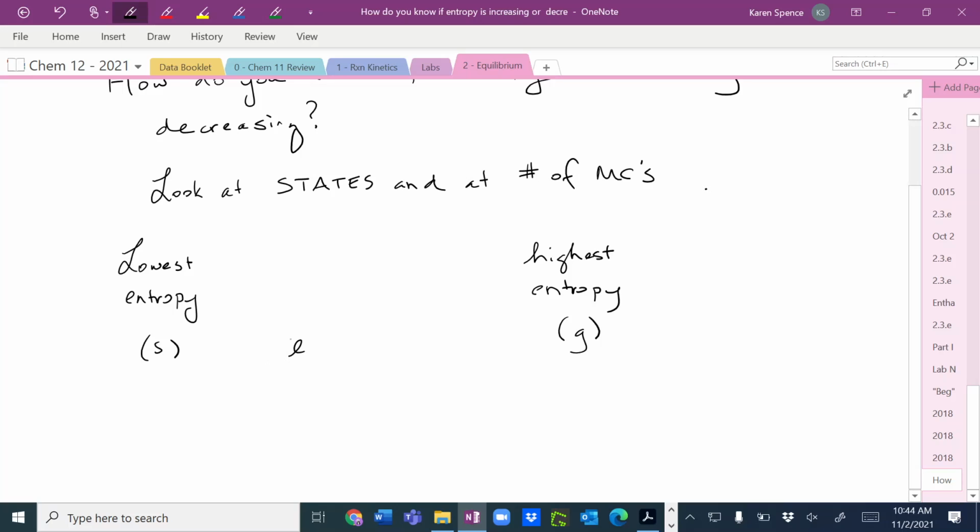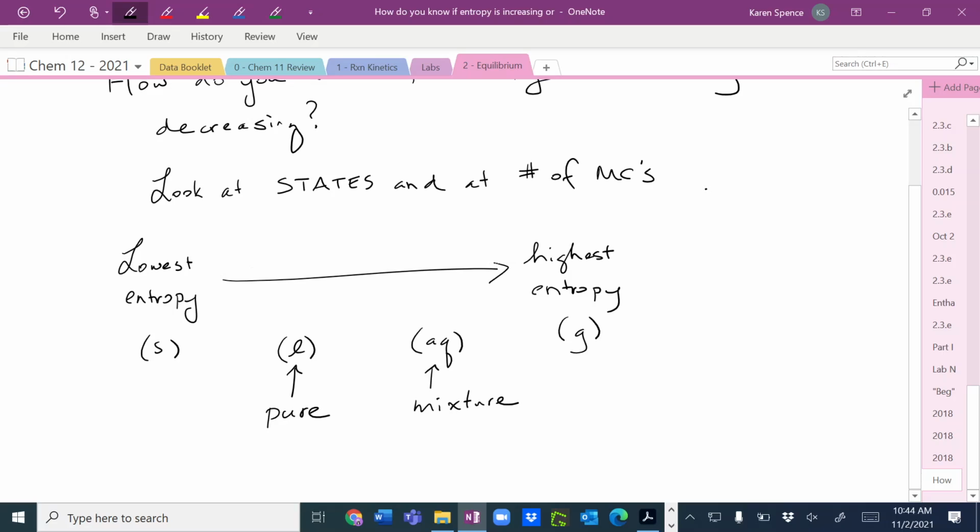Liquid. Okay, so we have liquid, and then we have aqueous, and then we have gas, and that's because this is a mixture and this is pure. So pure is less random than a mixture. Okay, so that's low to high.